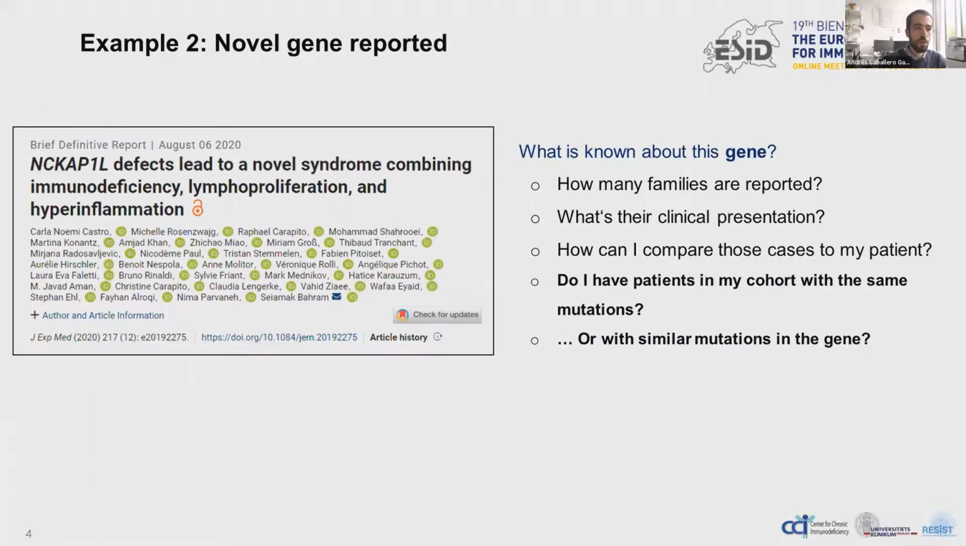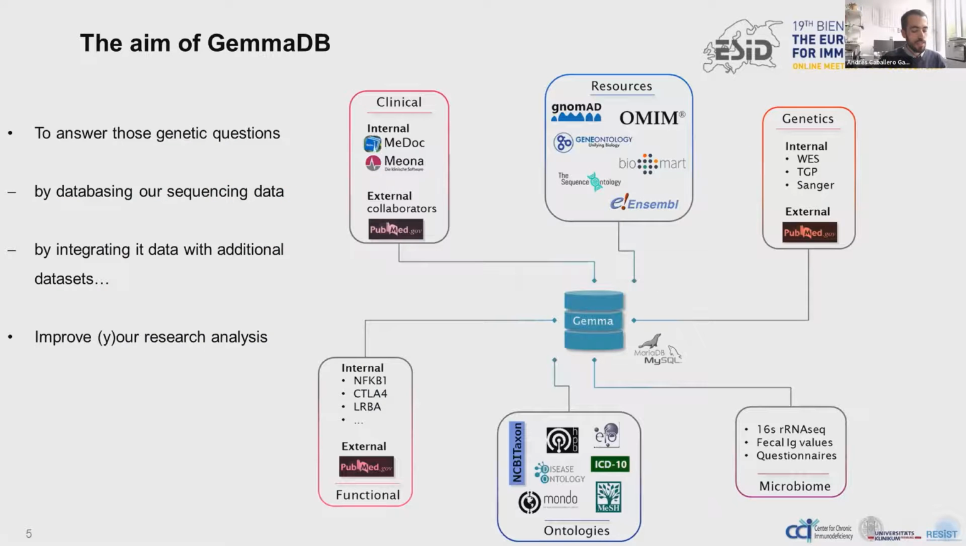A second example would be when a novel gene is reported in the literature. You want to know probably how many families are reported, what is their clinical phenotype, whether you can compare those cases to your patient. This could be easily answered if this data was already in our database. You could easily query and find out. Or more importantly, you would probably want to know if in some of your exomes, you could have additional patients carrying mutations in this gene, maybe the same mutations, maybe similar mutations, and you could easily do a query in your database. So basically, to answer these questions, we wanted to create this database.